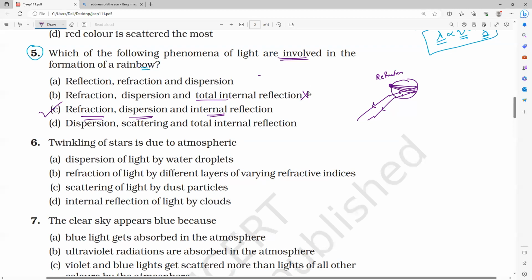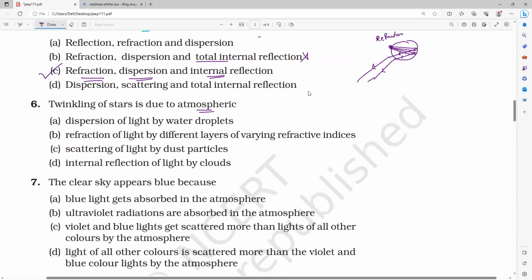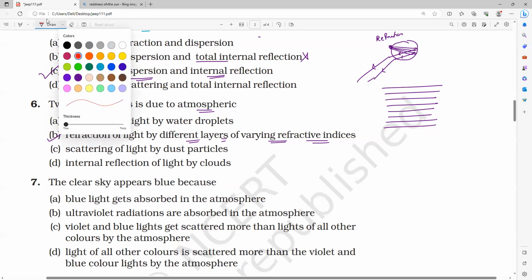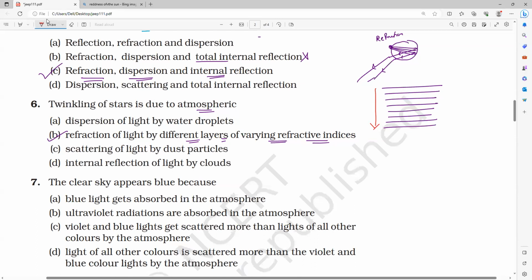Next, twinkling of stars is due to the refraction of light by different layers of varying refractive indices, because the atmosphere has different levels with different optical densities. Am I right or wrong, everybody? When we are coming down, does the refractive index increase or decrease? The refractive index increases, which means the optical density keeps on increasing.